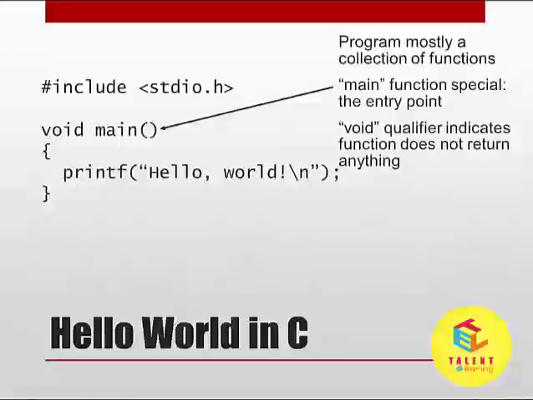A program is mostly a collection of functions. Here the main function is a special entry point, because the C compiler knows that we have to start executing the program from the main function. Void is the qualifier which indicates the function does not return anything.